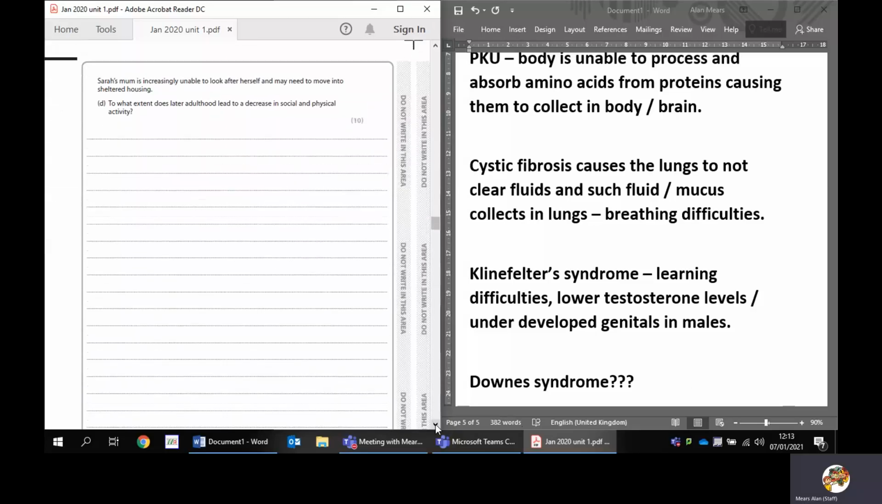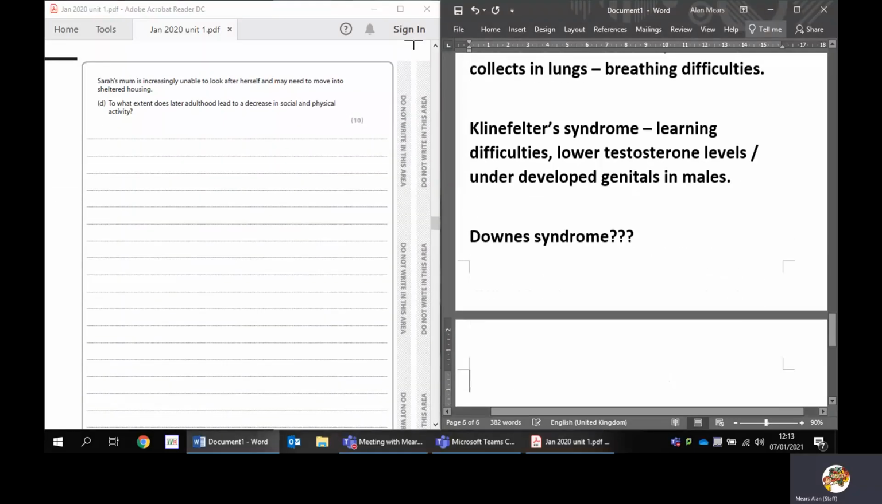Right, and then we're on 2D. Time for this paper already, so we're on the next 10 marker. Sarah's mum is increasingly unable to look after herself, may need to move into sheltered housing. Okay, to what extent? Remember that to what extent question. We need to say how much of our evidence agrees with the question, to what extent this is correct and what is not, or how it's challenged. So, to what extent does later adulthood lead to a decrease in social and physical activity?